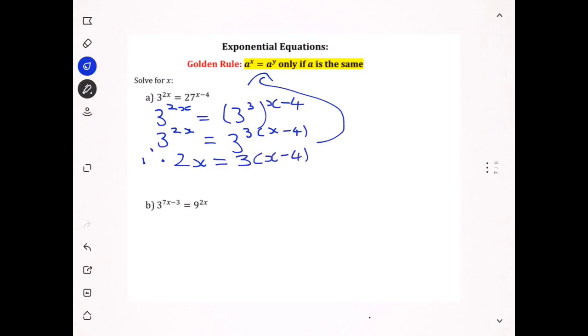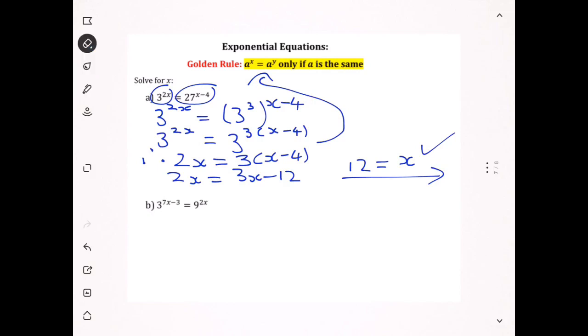And now we solve as if it's a normal equation. So 2x equals 3x minus 12. If we take that 12 over to the other side, it would be 12 equals, and let's take the 2x over to the other side, 3x minus 2x would be x. So that's your answer. And you can check yourself. On your calculator, you can substitute x on the one side, get the answer, substitute x on the other side to get the other answer, and see if they equal. If they equal, this answer is correct. Okay, let's try another one.